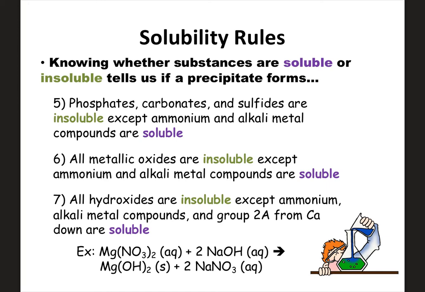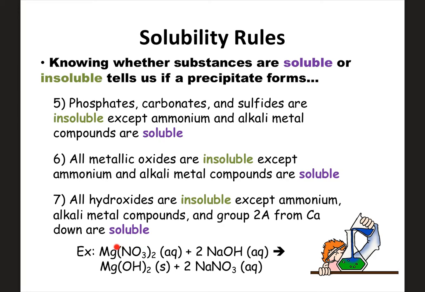Now, when you look at an example here, you are responsible for including whether or not things are aqueous or solid here based on your solubility rules. So if you look at the first compound here, magnesium nitrate, this follows the CANS rule.